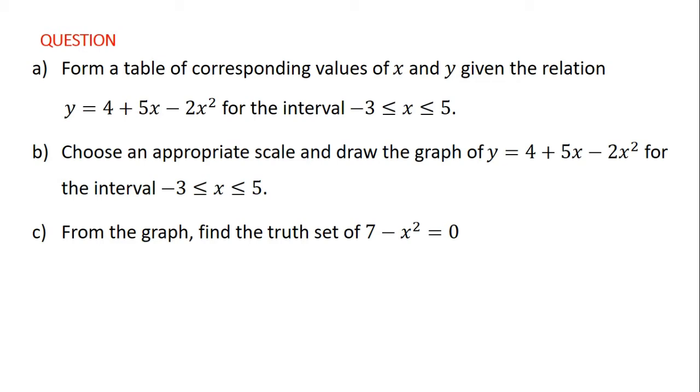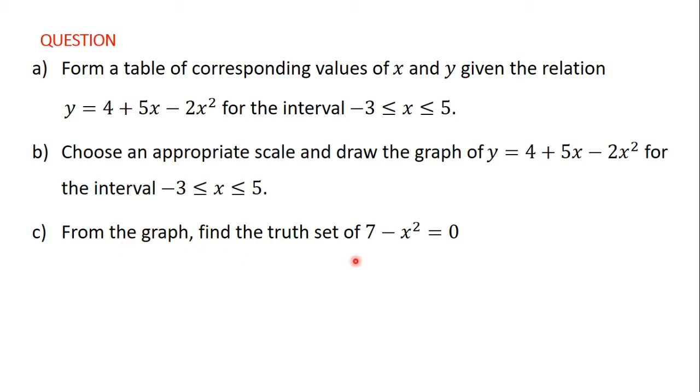Form a table of corresponding values of x and y given the relation y is equal to 4 plus 5x minus 2x squared for this interval. Then we will choose an appropriate scale and draw the graph of y is equal to 4 plus 5x minus 2x squared for this interval using the values in the table. We have learned how to do this already.